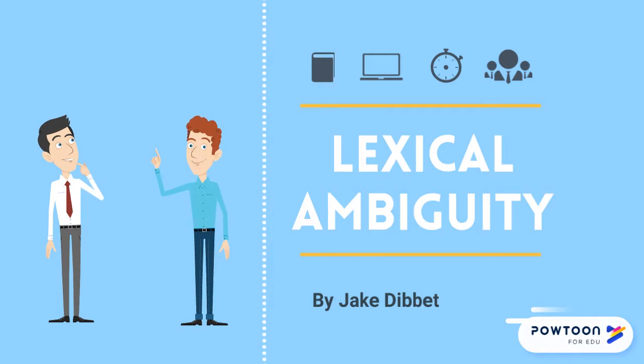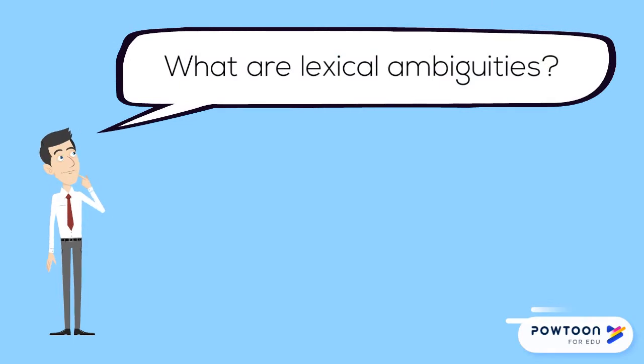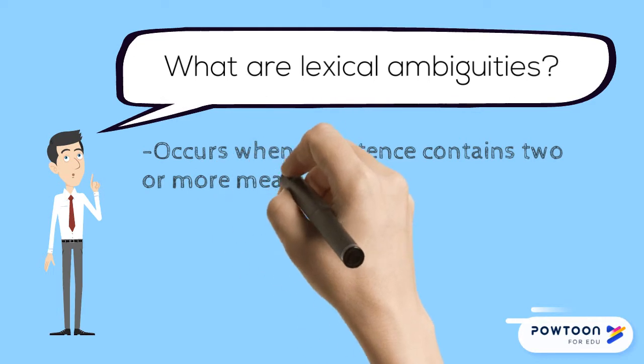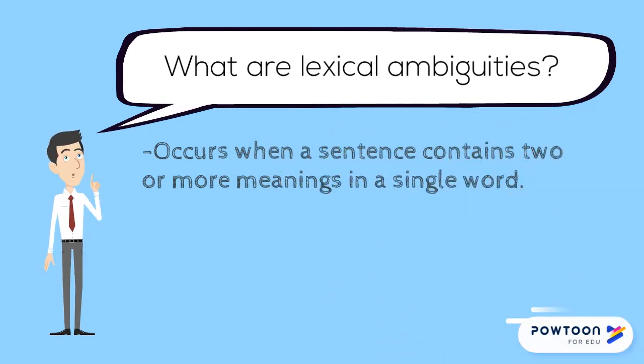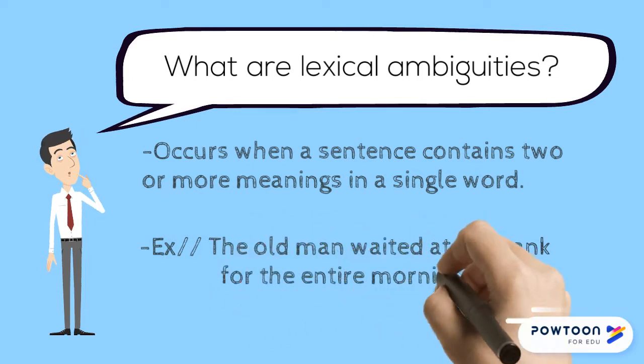Today we will be talking about lexical ambiguity and its implications in the field of linguistics. So first of all, what are lexical ambiguities? Lexical ambiguities occur when a sentence contains two or more meanings in a single word. An example of this is, "The old man waited at the bank for the entire morning."